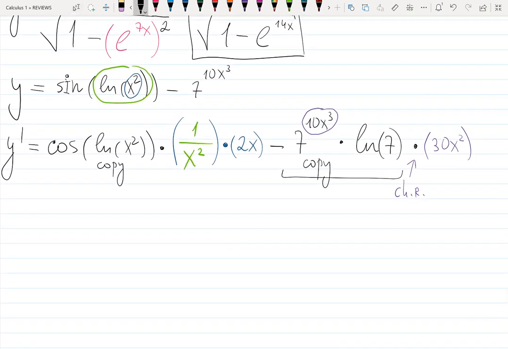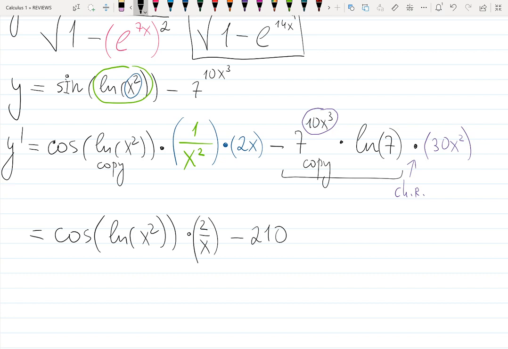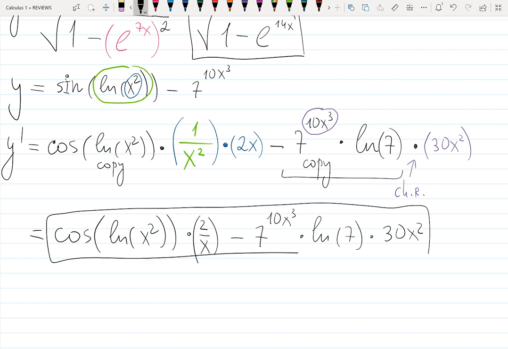We can simplify that a little bit. Then it will become cosine of natural log of x squared times 2x over x squared will become 2 over x, minus 7 to the 10x cubed times natural log of 7 times 30x squared. Oh, you cannot simplify that actually, because 7 raised to the 10x cubed times natural log of 7, that's a constant, times 30x squared. Okay, nothing to simplify here. And this is the final answer.